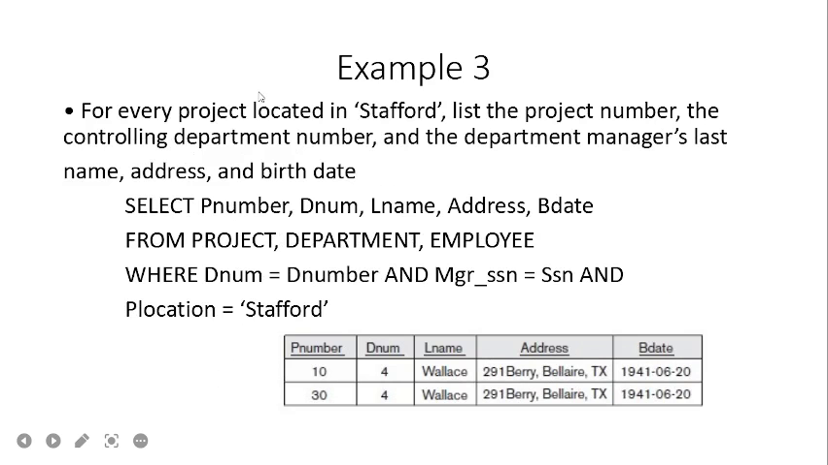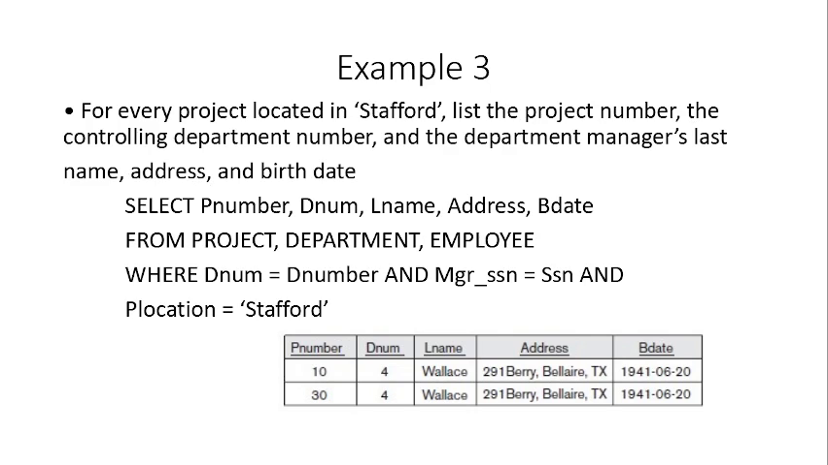And another example: for every project located in Stafford, list the project number, the controlling department number, and the department manager's last name, address, and birth date. So here the project location is equal to Stafford, and there we need to take the project number. Then the controlling department number should be there, then the department manager's last name, address, and birth date.